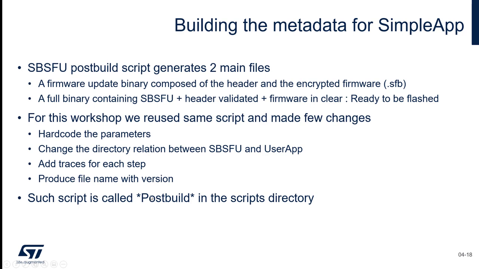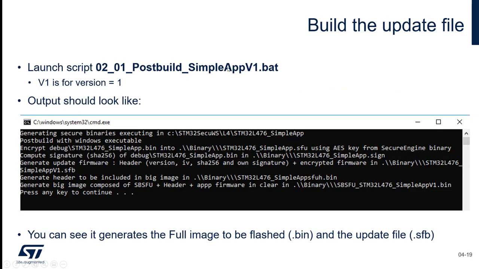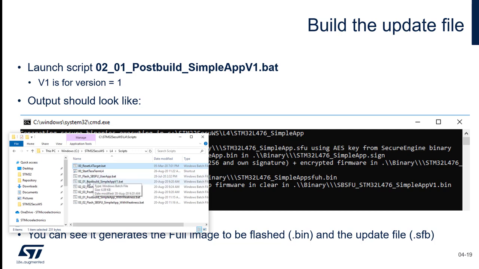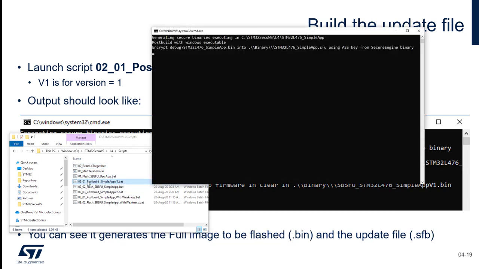These are called post-build scripts in the scripts directory. And here at the beginning, the two main files we have already seen: the .sfb file that contains the binary with the header and the encrypted firmware, and the full binary containing SBSFU, the validated header, and the firmware in clear. So let's launch the post-build simple app v1.bat. Go back to the scripts here, 0201, post build.